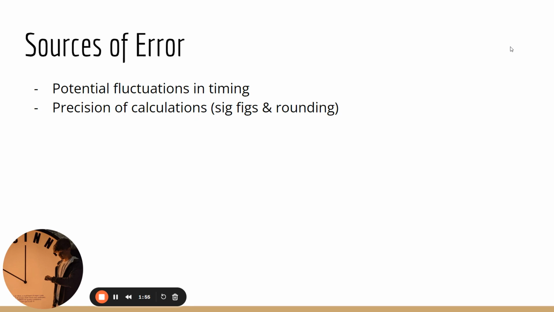Potential sources of error could be fluctuations in timing, using incorrect timestamps to tell when the magnet entered and exited the tube as far as the physical experiment goes, and then precision of calculations, for sig figs and rounding.